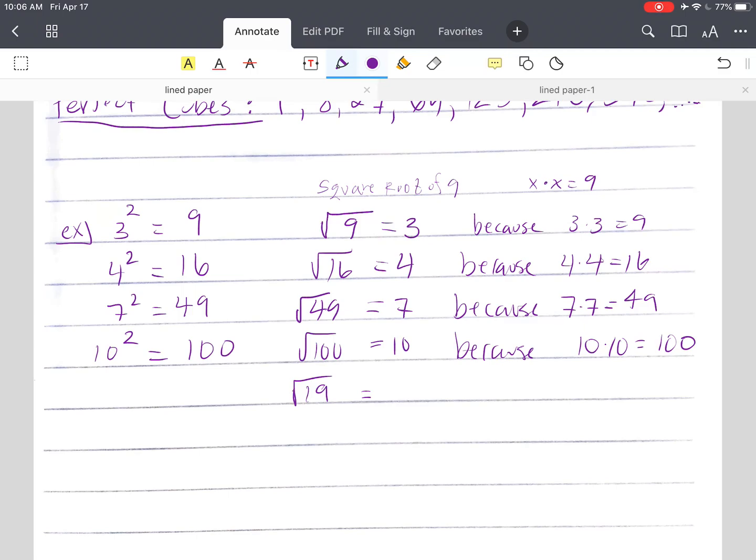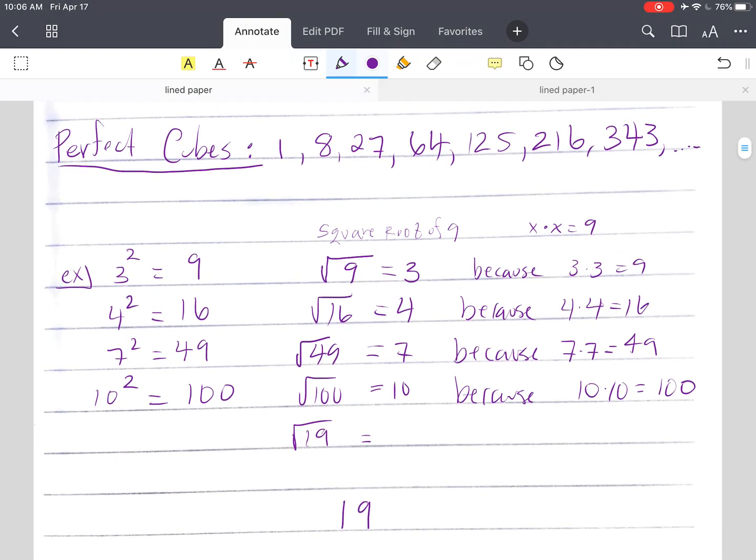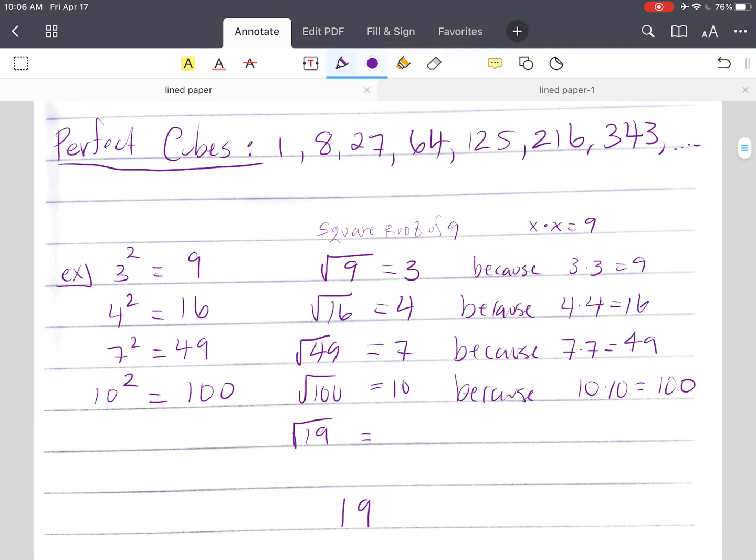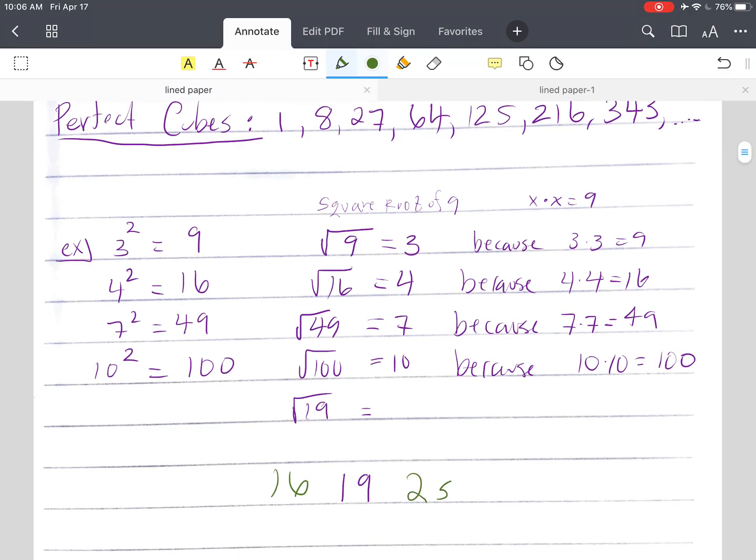But between what numbers will that decimal be? Well, I'm going to give you some hints, okay? The number 19 is between which two perfect squares? Since we're taking the square root, we're talking about squares. 19 is between which two perfect squares? It's between 16 and what other perfect square is it between? 25, yeah.